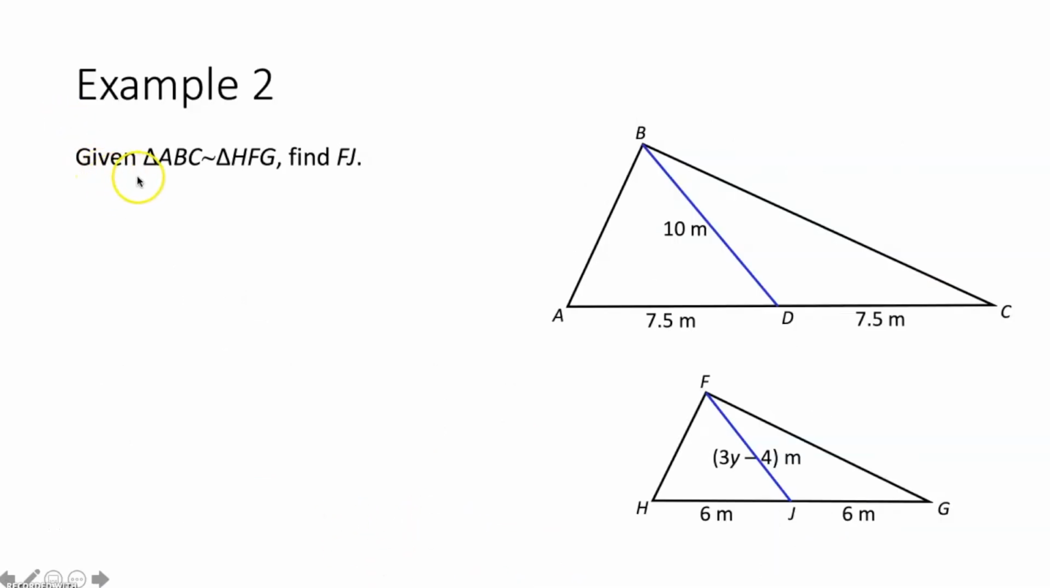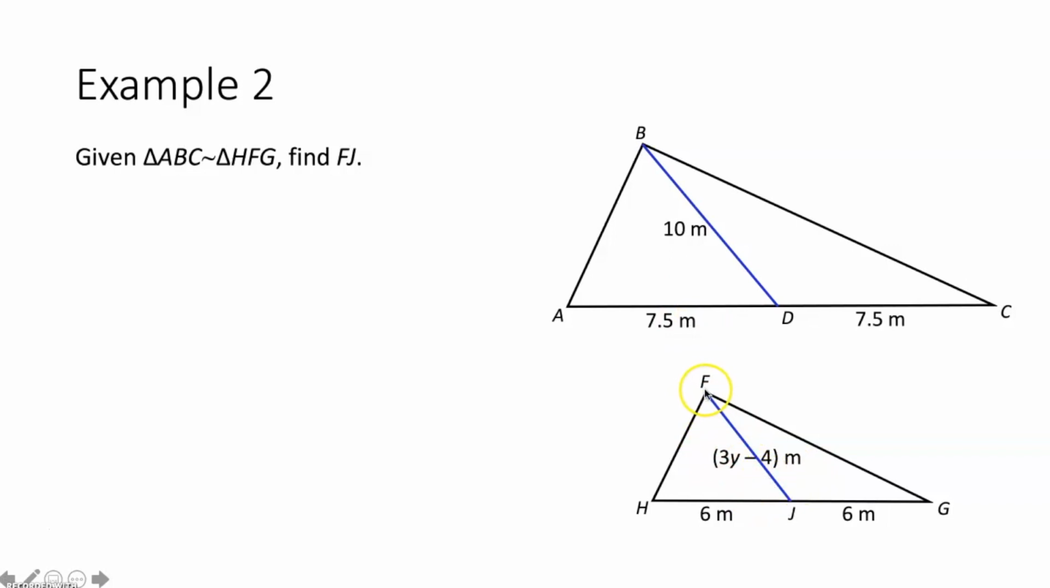Now, example 2 says, given triangle ABC up here is similar to triangle HFG down here, we want to find the measure of segment FJ here. So in order to find the measure of segment FJ, we clearly have to find y, meaning we have to set up an equation in order to solve for y. So how do we set up that equation? What do we know about segment FJ?